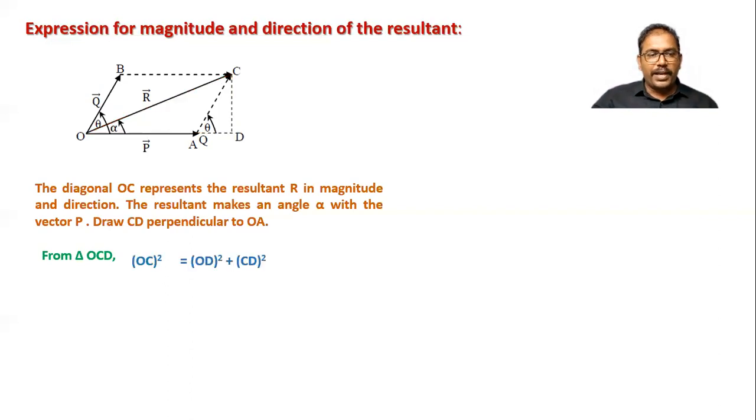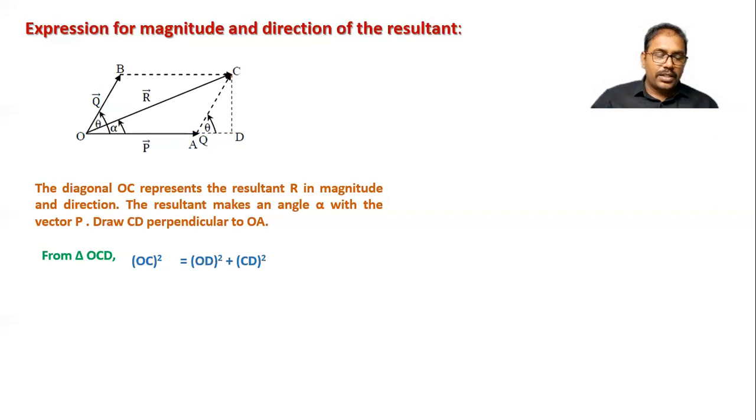Now you can use Pythagoras and tell me, OC square is equal to how much? This OC is the hypotenuse. Hypotenuse square is one side square plus another side square. So OD square plus CD square. This is OD and this is CD. Okay, this is OC square.